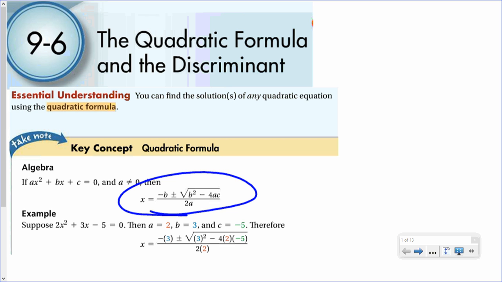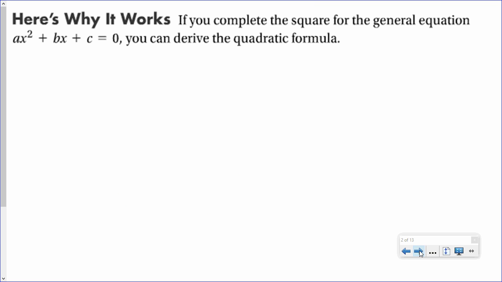right here. So that'd be the first thing you want to get into your notes. Minus b plus or minus square root of b squared minus 4ac all over 2a. You do have to have it memorized. This takes a little time, but you'll get it down here. And here's how it works.